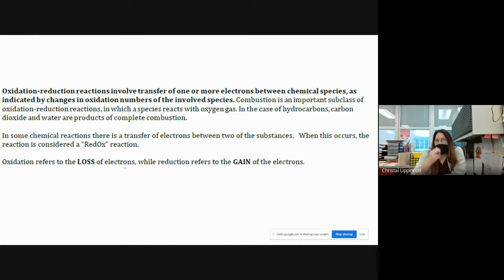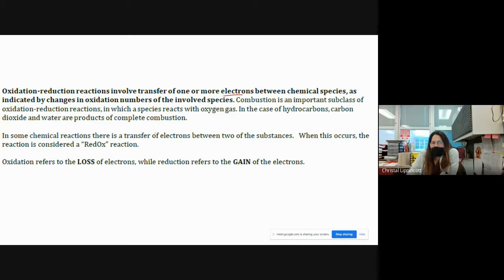All right. Oxidation reduction reactions, and we're going to concentrate on these more as we move through. What these do is they look at the transfer of electrons. So acid base looked at the transfer of protons. This is going to look at the transfer of electrons. So combustion is an important subclass of oxidation reduction reactions. It's where a species reacts with oxygen. In the case of hydrocarbons, carbon dioxide and water are produced when we have a complete combustion reaction.